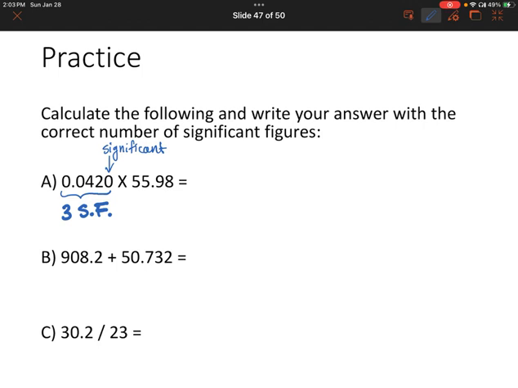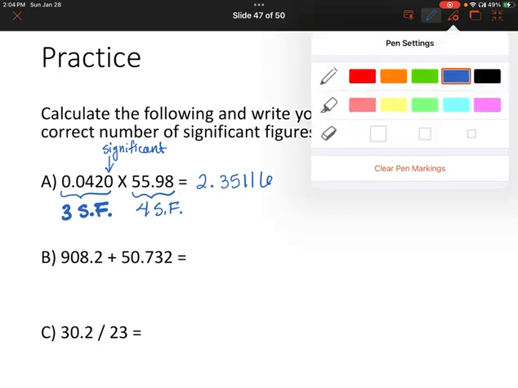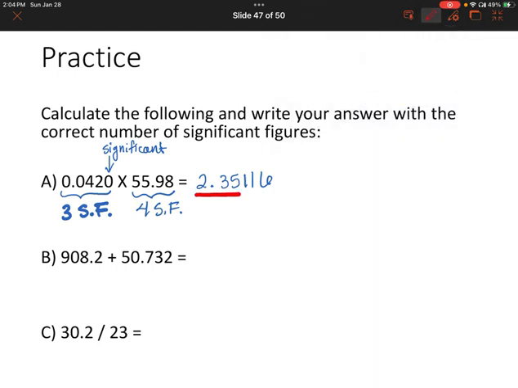I'll just abbreviate that as SF. What about our second value? Well, they're all non-zero digits, so we have 4 sig figs. So when we put this into our calculator, the calculator spits out a value of 2.35116, or something hopefully close to that. Now, since we're multiplying, we want to limit that answer to the lowest number of sig figs, which in this case is 3. So we're going to limit this to the first 3 digits.